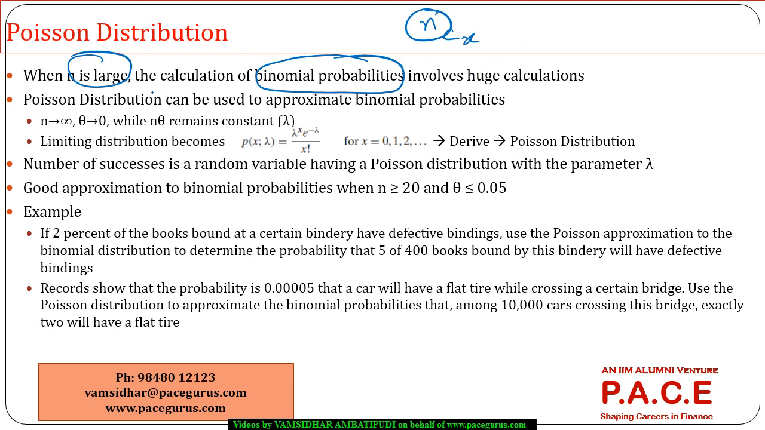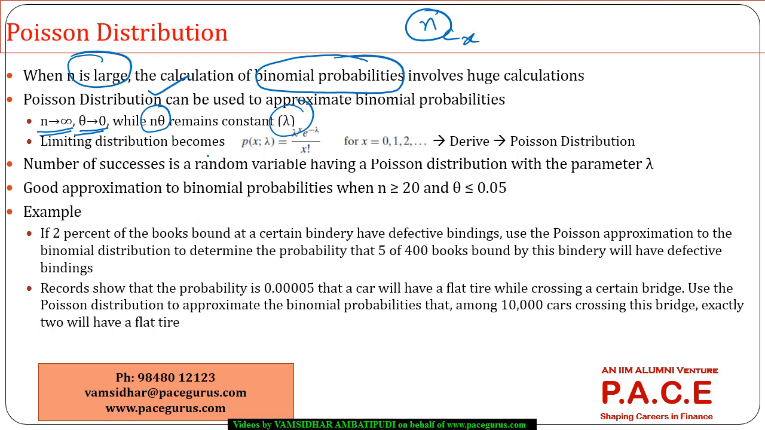Now this is one specific scenario where the Poisson distribution is helping us in terms of approximating the binomial probabilities, especially when n is going very close to infinity. The probability of success is very small, very close to 0, but n theta, which is the multiplication of the number of trials and the probability of success, is constant to a large extent, which we generally represent as lambda. This is the scenario where we can approximate the binomial distribution to a Poisson distribution.